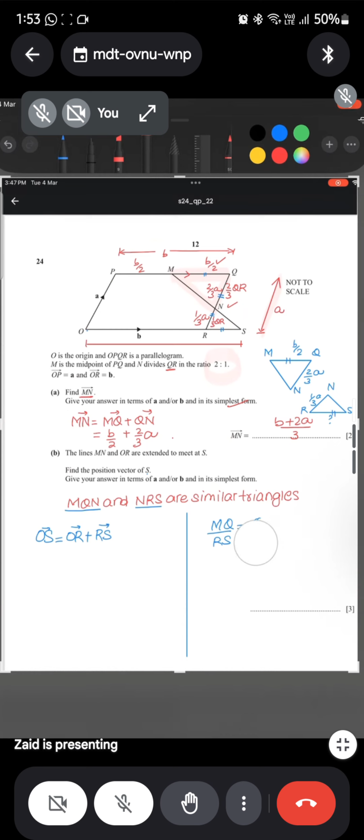Let me re-explain this to you guys. Do you guys remember similar triangles?